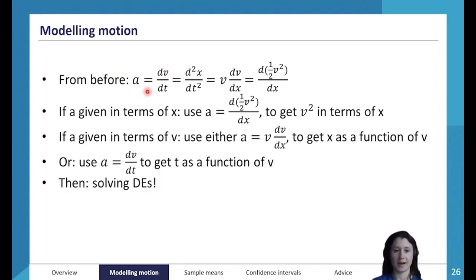Alright, we have acceleration is equal to dv dt, firstly, and this should be familiar to you, right? Acceleration is the rate of change of velocity with respect to time. The next one is acceleration is d squared x on dt squared, and this should also be familiar to you because x is displacement, so all we're saying is acceleration is a second derivative of displacement, which you should also be familiar with, right? These next ones are where it gets a little bit complicated. So acceleration is velocity multiplied by the derivative of velocity with respect to x.